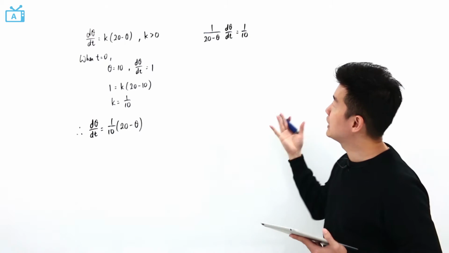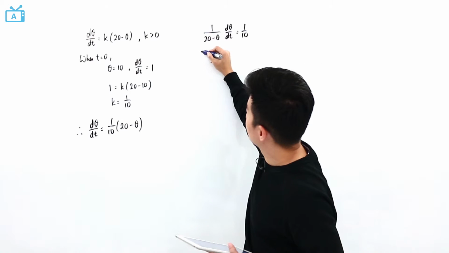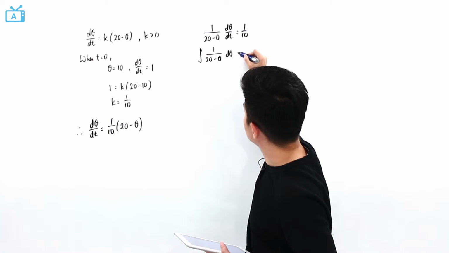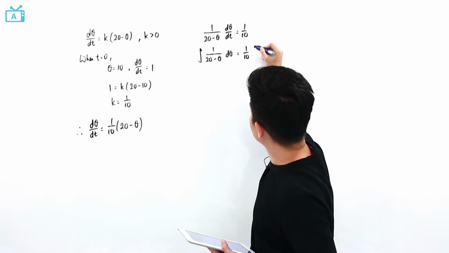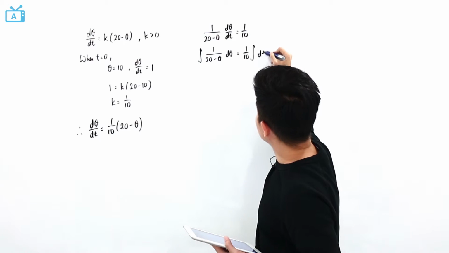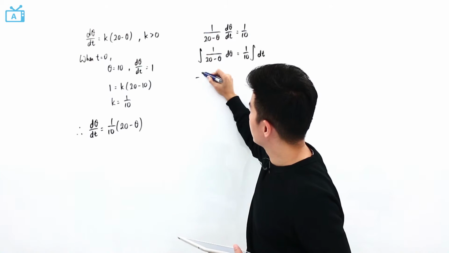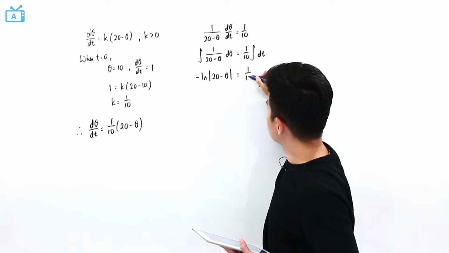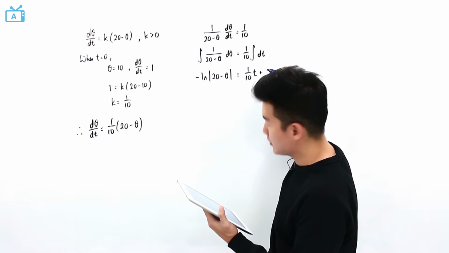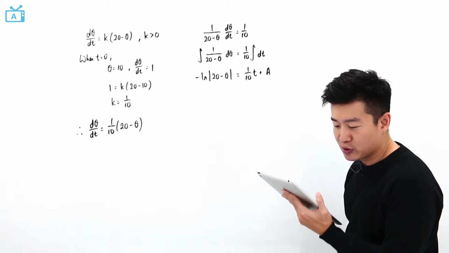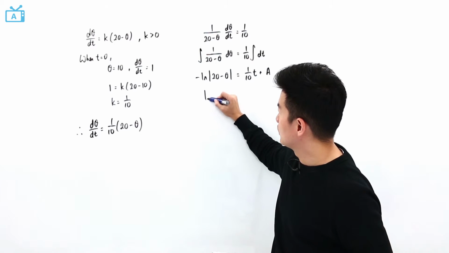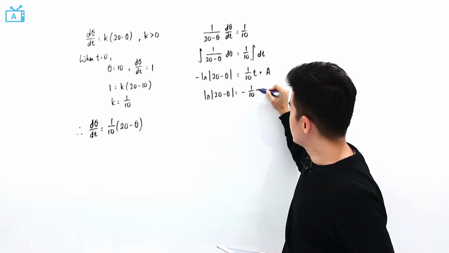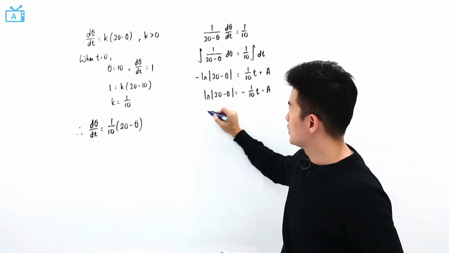And if I were to integrate both the left and right hand side with respect to t, I'm going to have 1 over 20 minus theta of d theta here is equal to 1 over 10 integration of 1 dt. So integration of this is going to be negative ln of 20 minus theta. Integration of this is just simply 1 over 10 t, and I will add in an arbitrary constant, I'll let it be a. I'm going to try to make theta the subject.